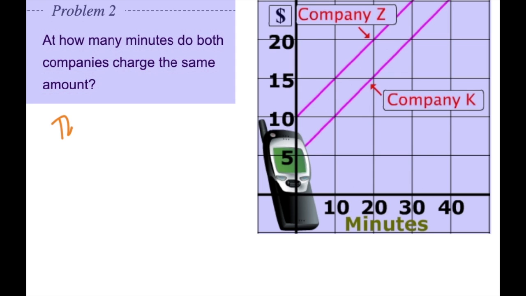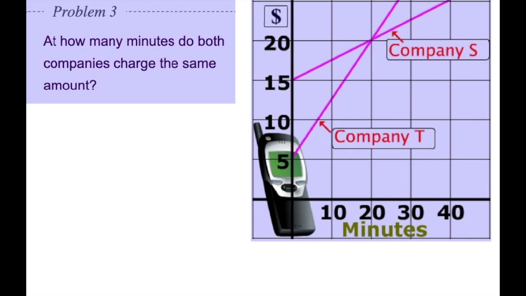So we would answer this question, they never charge the same amount. So anytime we see parallel lines as a system of equations, we know there is no solution to that system. Let's look at one more example before you jump into some yourself.